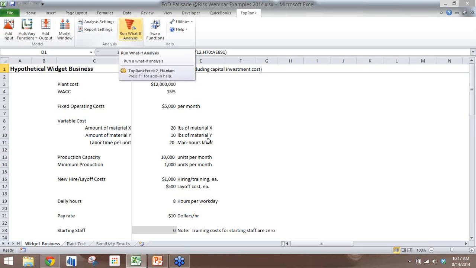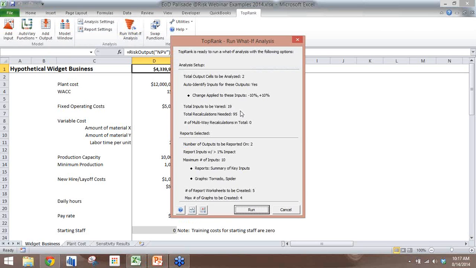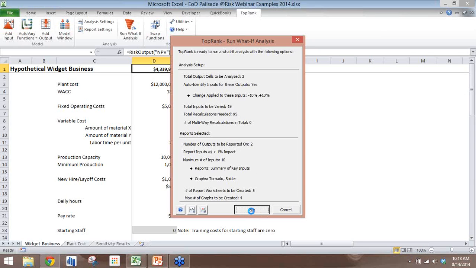Now again, keep in mind that this what-if analysis is being executed within a deterministic model, and this has bearing later on when we talk about the differences between doing what-if analysis in a deterministic versus a simulation-based model. So it's setting up the problem. We've got 19 inputs to vary. It's going to do 95 different calculations, and we're going to run it.